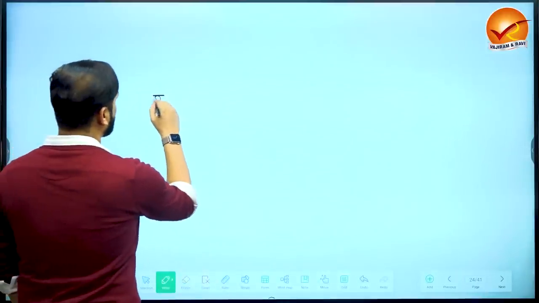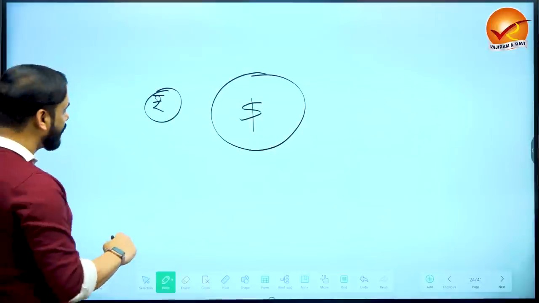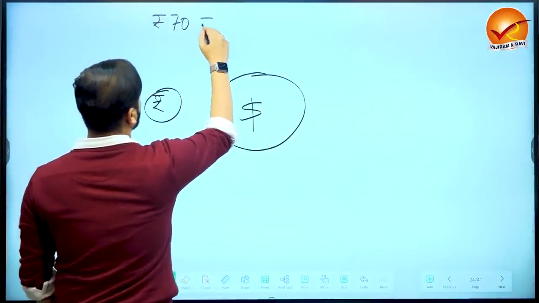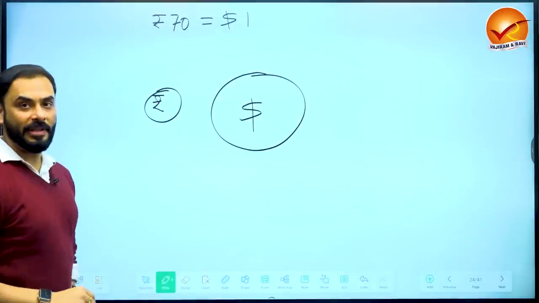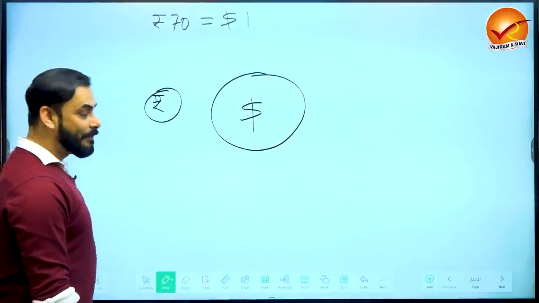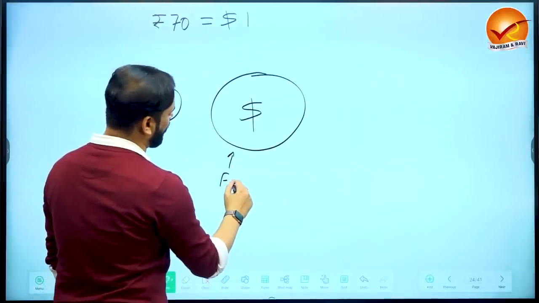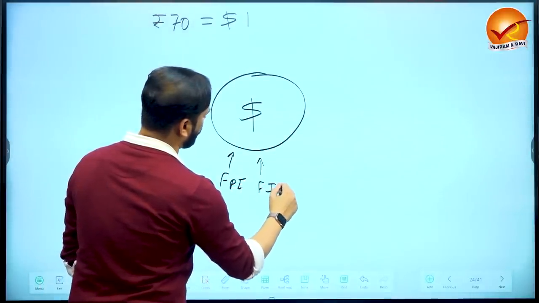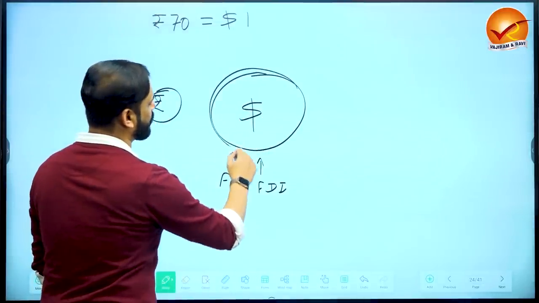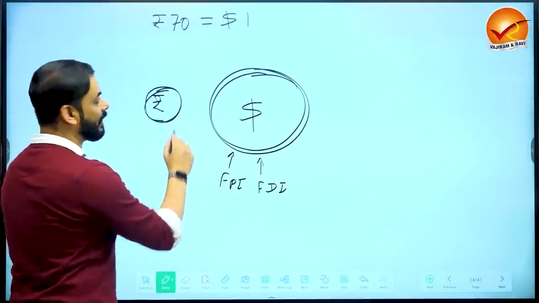See, guys, this is rupee, this is dollar. Suppose normally 70 rupees is equal to $1. If you give 70 rupees, you will get $1. Now, because of some reason, suppose India gets a lot of foreign investment, FPI, FDI. What happens? Our dollar supply becomes huge. This is the dollar that we get. And then you have this rupee.